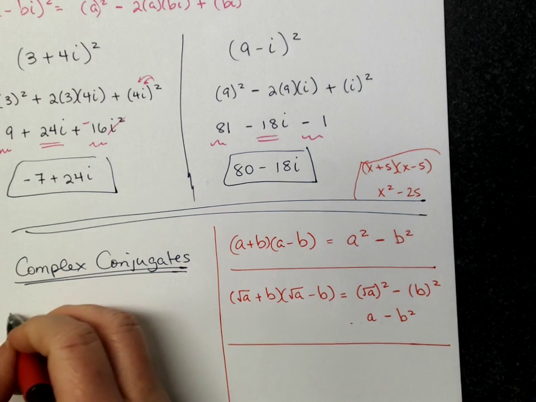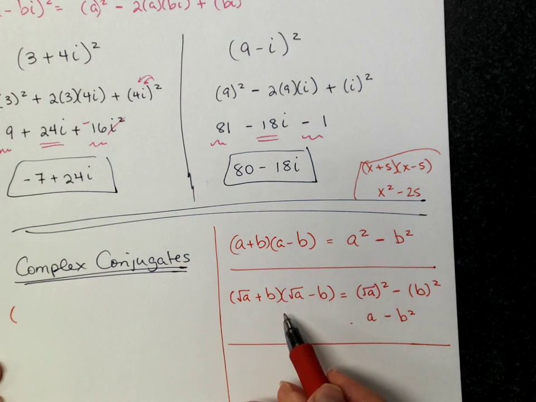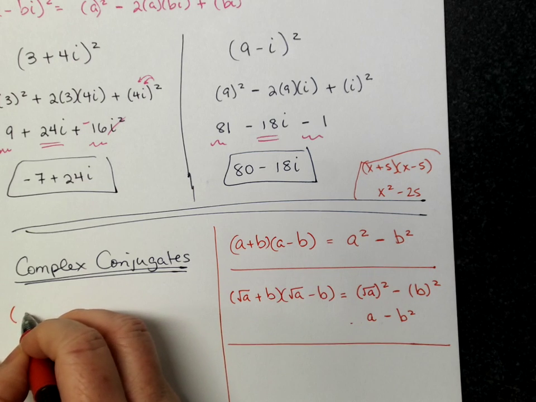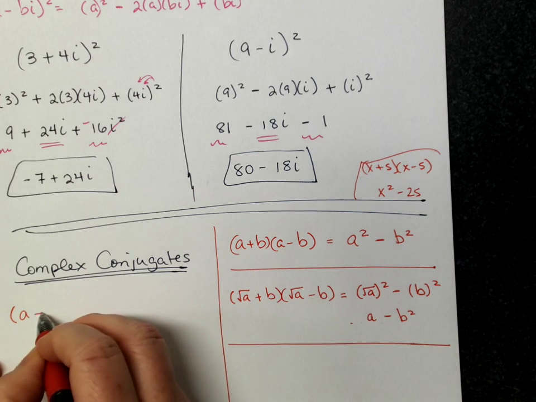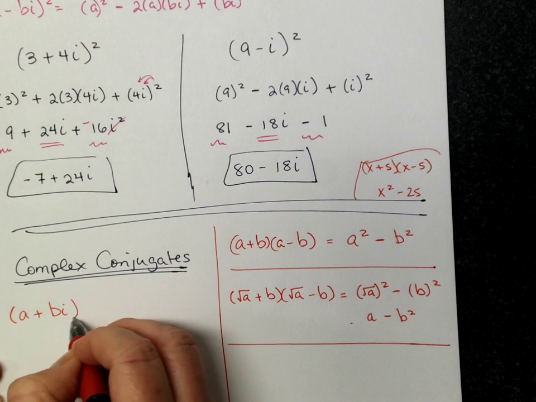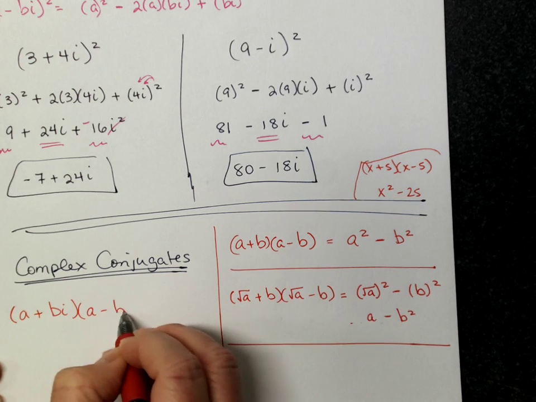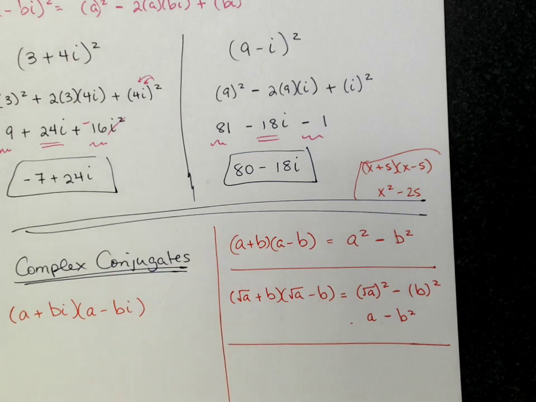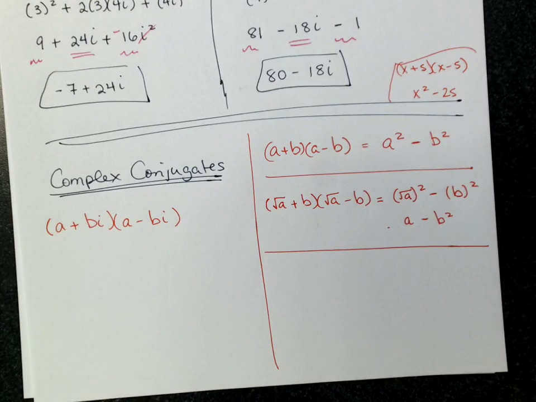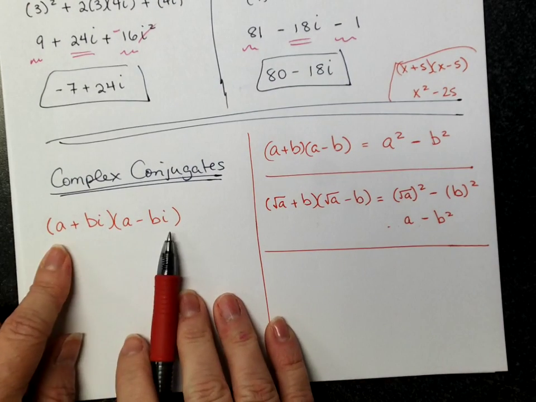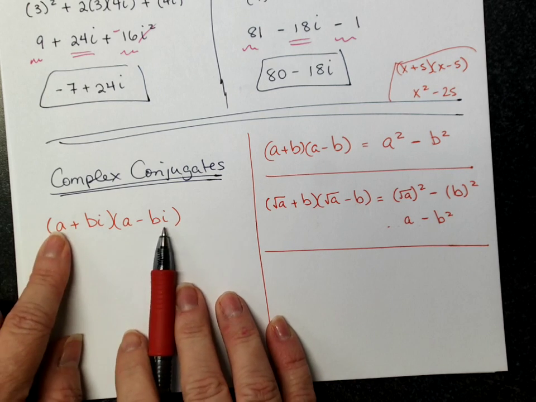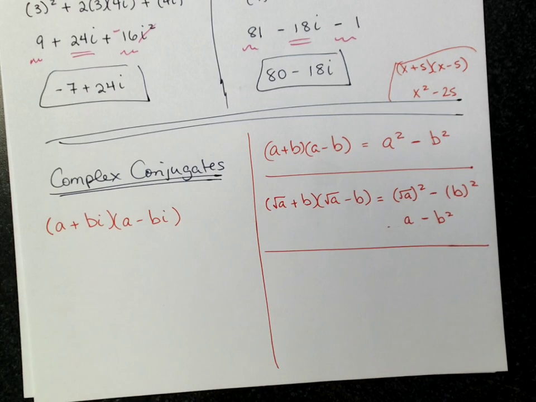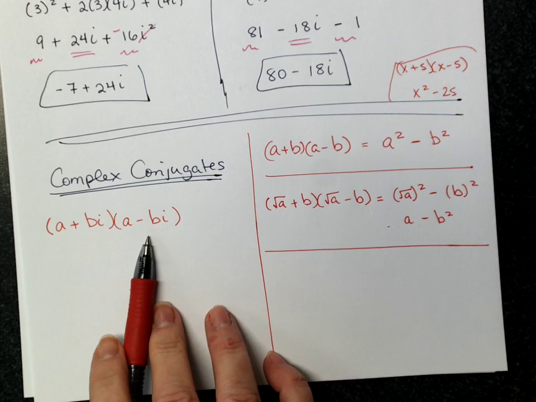Okay? Now with complex conjugates, it's the same idea. Complex conjugates would be, rather than binomials with or without radicals, complex numbers, but they will behave with the same pattern. A plus bi times A minus bi. Two complex numbers with the same A's and the same bi's, but one's plus and one's minus. Okay. Well, if you FOIL this out, then for your O and your I, you'll have negative abi and positive abi, which are going to cancel out. That's the nature of conjugates.